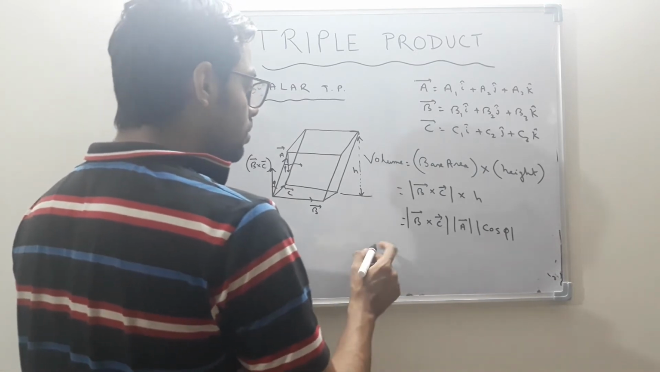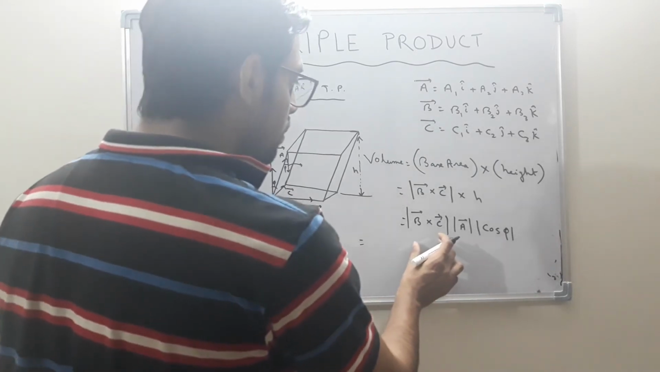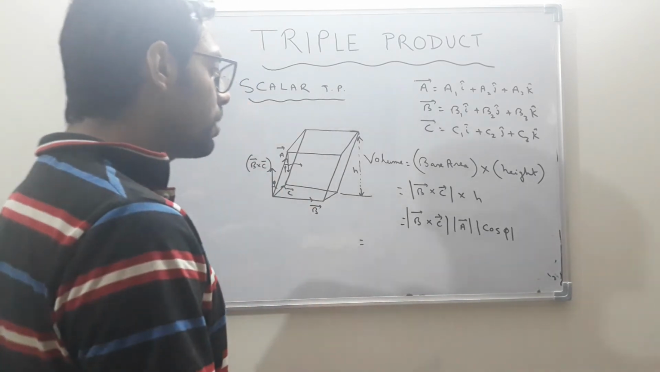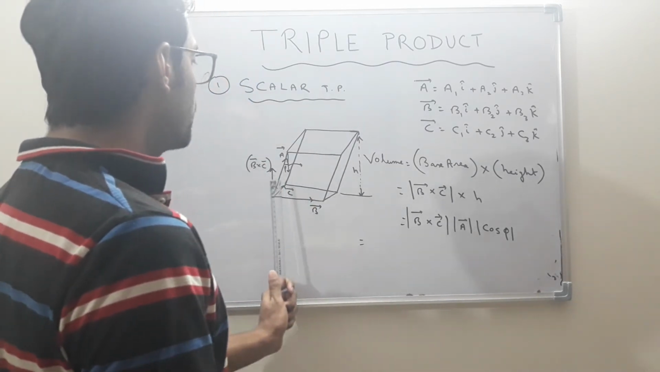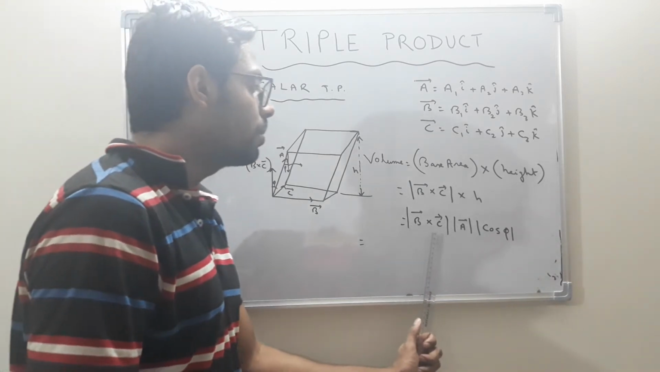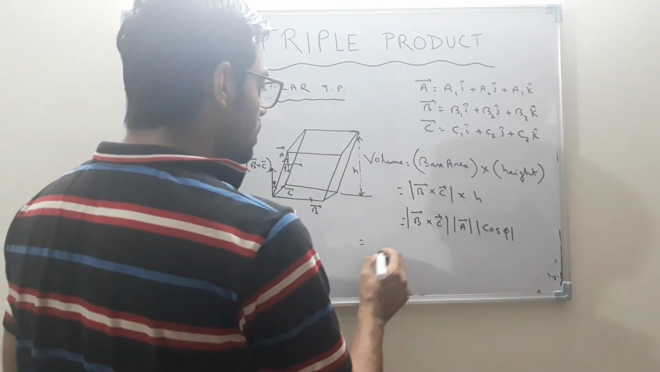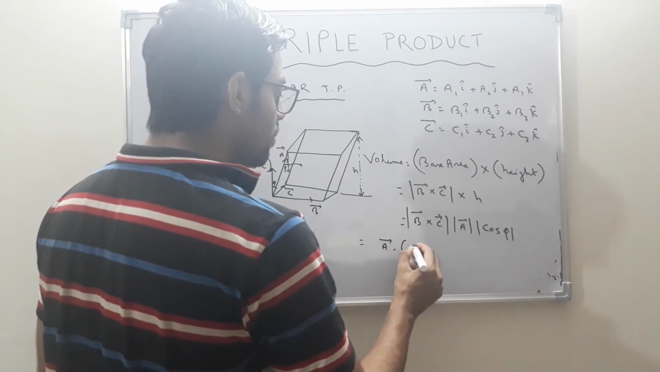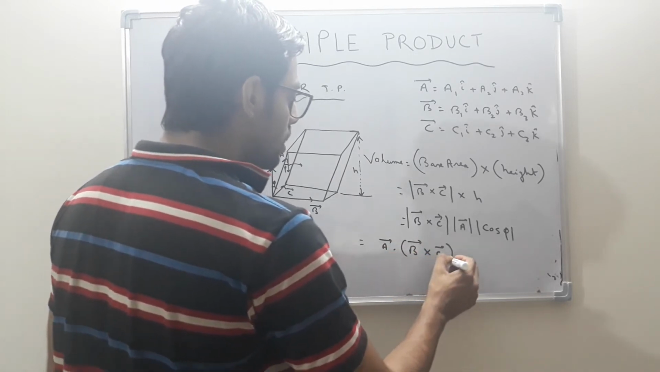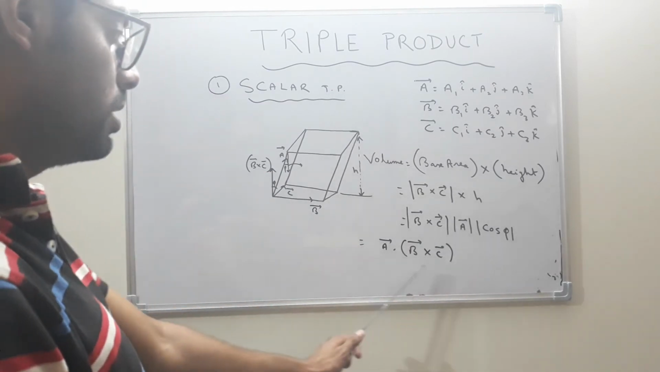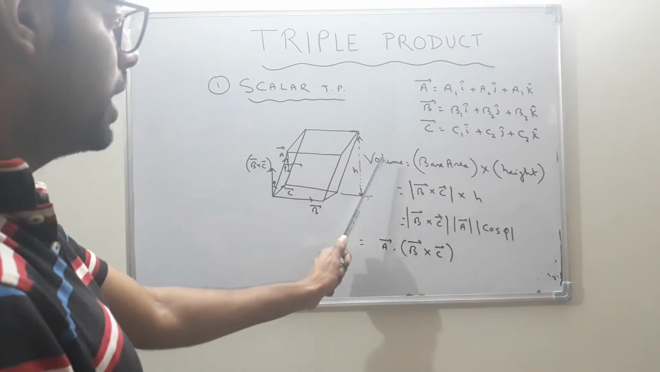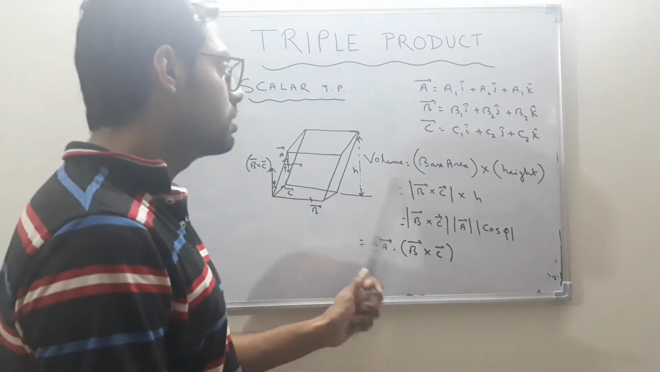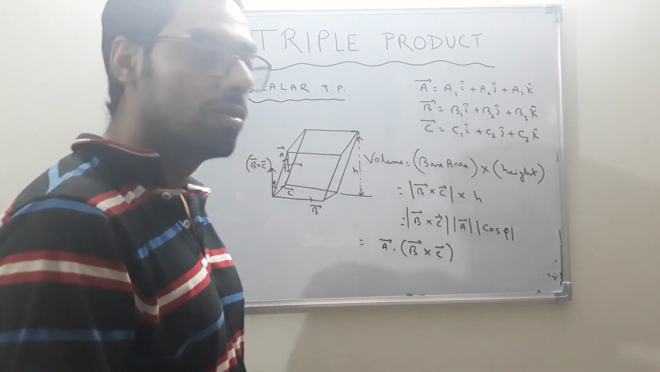Therefore, volume equals mod of B cross C into mod A cos phi. Now mod B cross C and mod A lie in the same plane, therefore we can perform the dot product. It can be written as A vector dot B vector cross C vector. Therefore, it finally gives you the volume of the parallelepiped. So the geometrical significance of the scalar triple product is that it gives you the volume element.